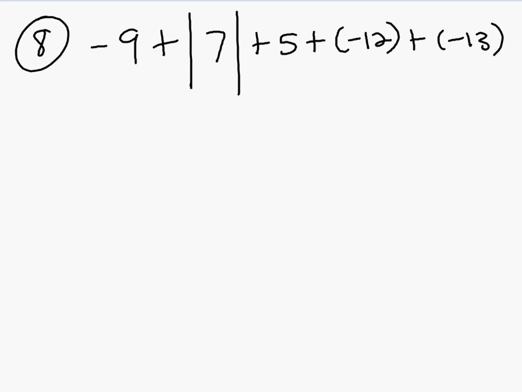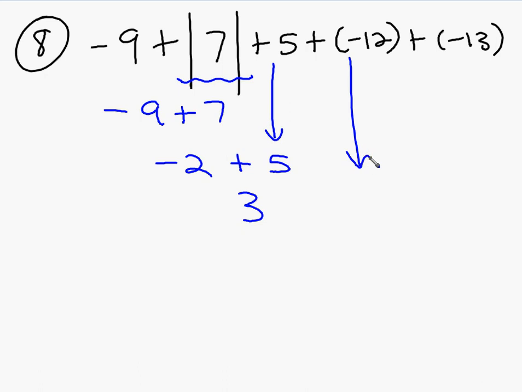What is the absolute value of 7? 7. So let's just rewrite this as negative 9 plus 7. Based on what we just learned with number lines in our whole illustration, negative 9 plus 7 is going to be negative 2. All right? Now what's the next thing that I bring down? The plus 5. So now I have negative 2 plus 5. So if I'm at negative 2 and I go 5 units to the right, where am I at? 3.